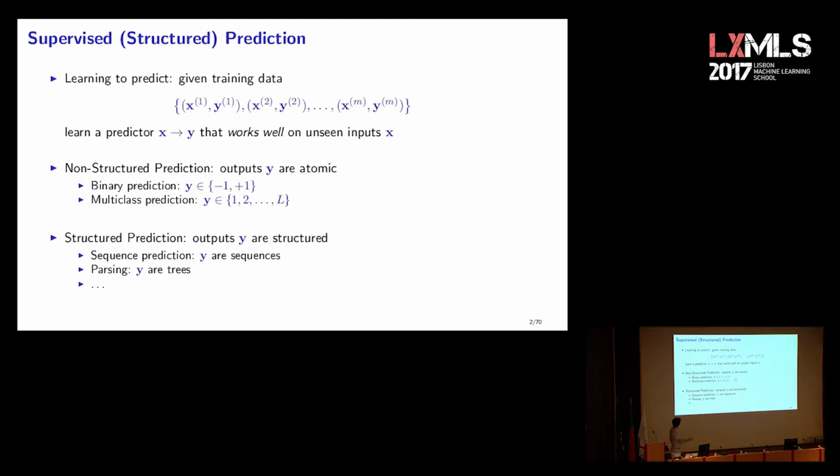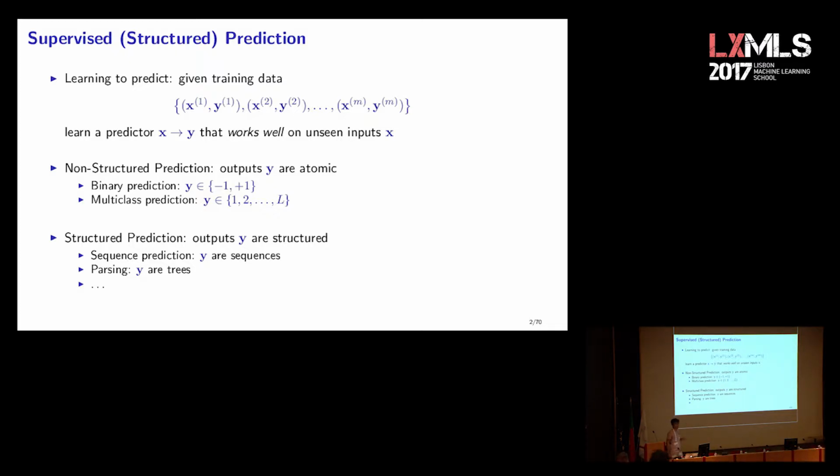bunch of them. And we want to learn a predictor that goes from inputs to outputs and that works well on new inputs, okay? So that generalizes. So here, I just say works well, and then there's a whole theory behind what it means to work well and what are the guarantees that a predictor that we learn will work well on unseen inputs, okay?